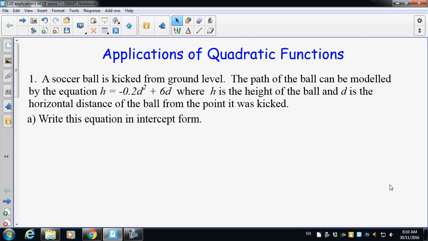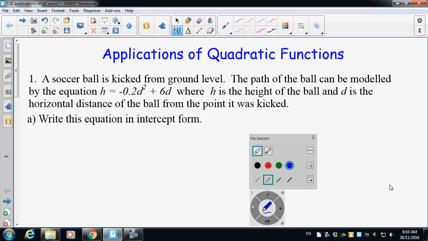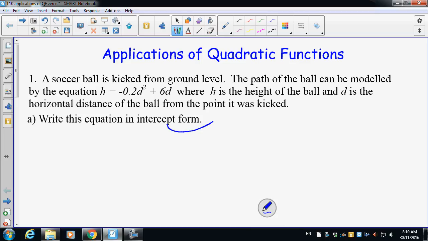So our little scenario: a soccer ball is kicked from ground level. The path of the ball can be modeled by the equation h equals negative 0.2 d squared plus 6d, where h is the height of the ball and d is the horizontal distance of the ball from the point it was kicked, so how far it travels across the field. Write this equation in intercept form. So the first thing you're going to think about is intercept form. Intercept form means factored form. So I have to factor.